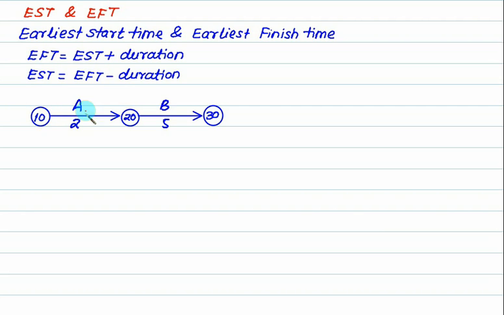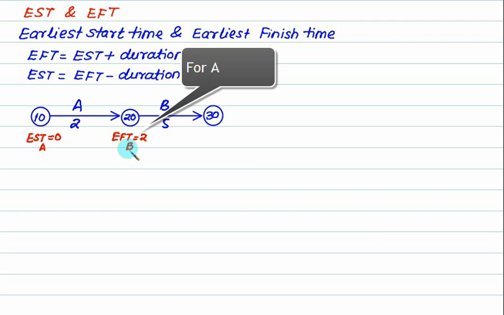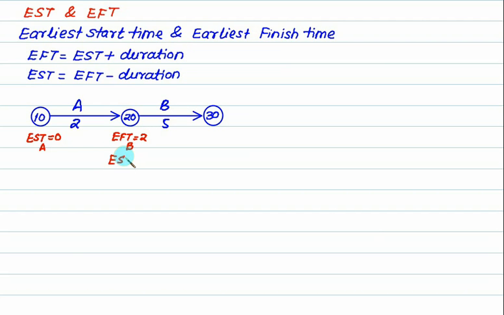So the earliest start time for A is 0, plus 2. So the earliest finish time for A is 0 plus 2 equals 2. So this 2 is the earliest start time for B. This one is for A and this one is for B. We can start B at 2 because B must follow A.